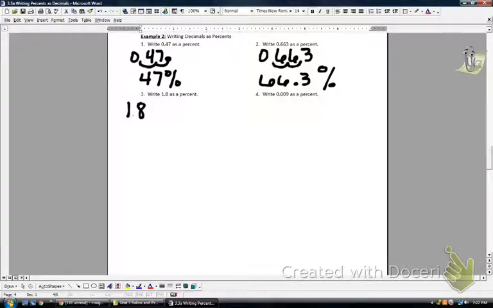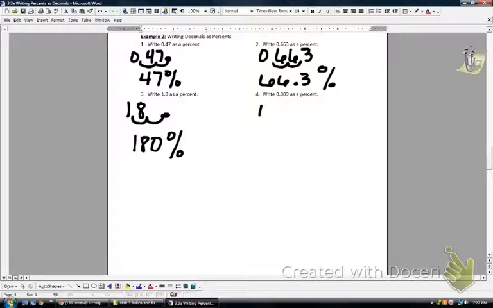All right, then my next one is 1, 2. So my decimal point is going to go there, and then I just fill that gap in with a 0. And then I cannot forget my percent sign on the end. So 1.8 as a percent is 180%.